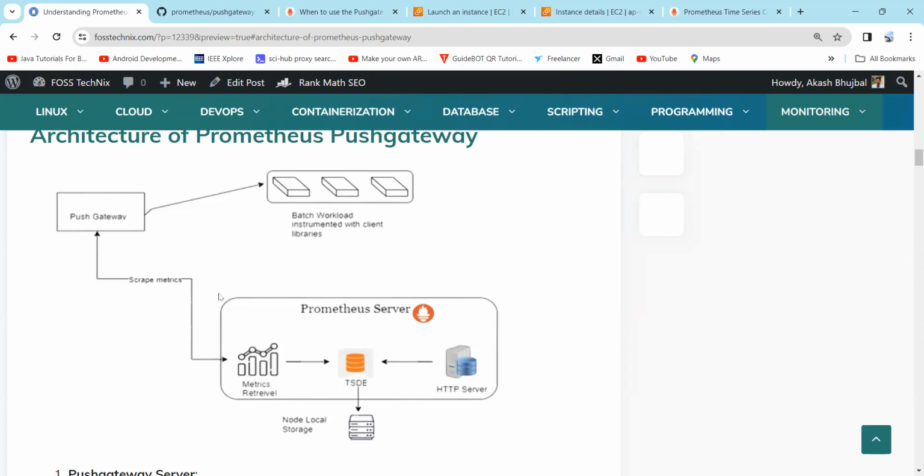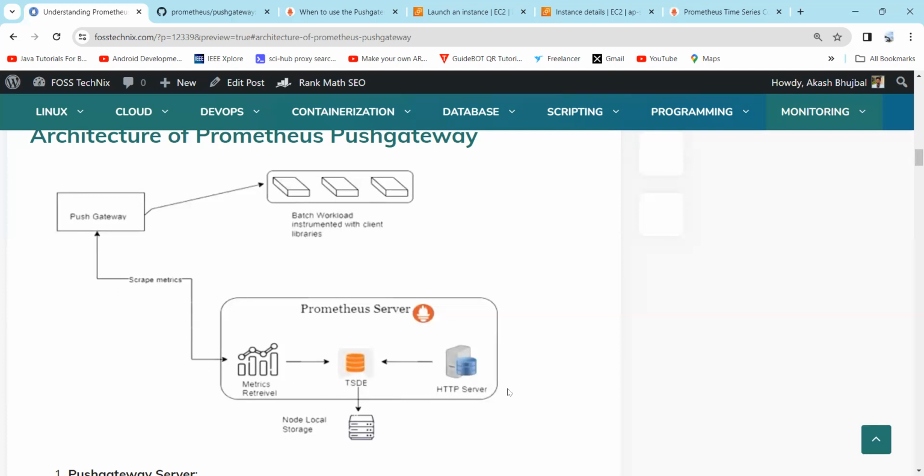So let's break down the terms and understand them one by one. The PushGateway server is a standalone component that exposes an HTTP endpoint. This endpoint is where jobs or services can push their metrics data. Then the metric cache. The PushGateway acts as a metric cache which will store metrics pushed by the jobs or services until they are scraped by Prometheus.